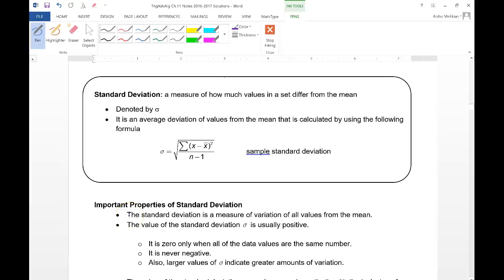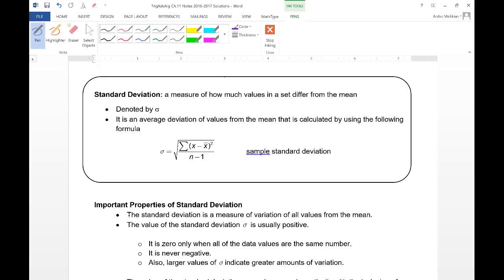All right, standard deviation. Okay, so standard deviation is this. Suppose you have test scores, and you found the average of the test scores to be, what, 82?